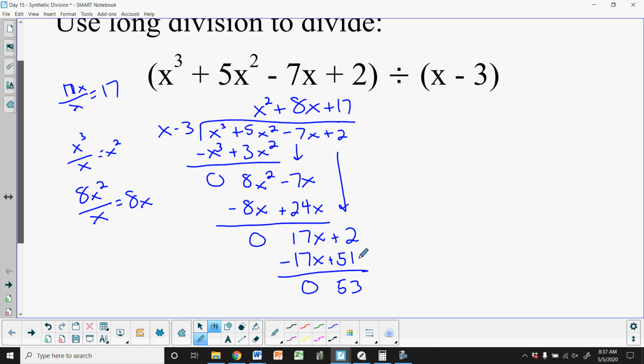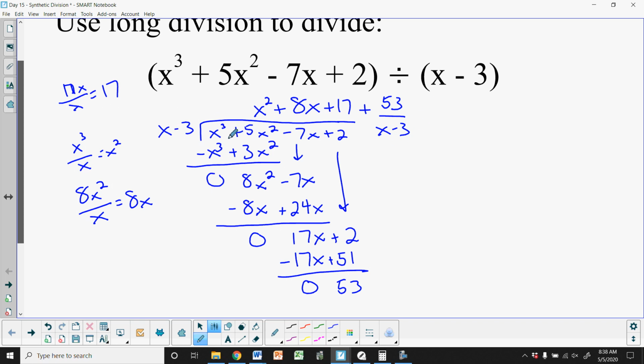All right, so then 53, can we bring down any more numbers? And then what do we do with this 53? That's right, that's our remainder. So we're going to add the remainder, 53, and then over what we're dividing by. So it's x squared plus 8x plus 17 plus 53 over x minus 3. So that's our fraction that we're adding to it.